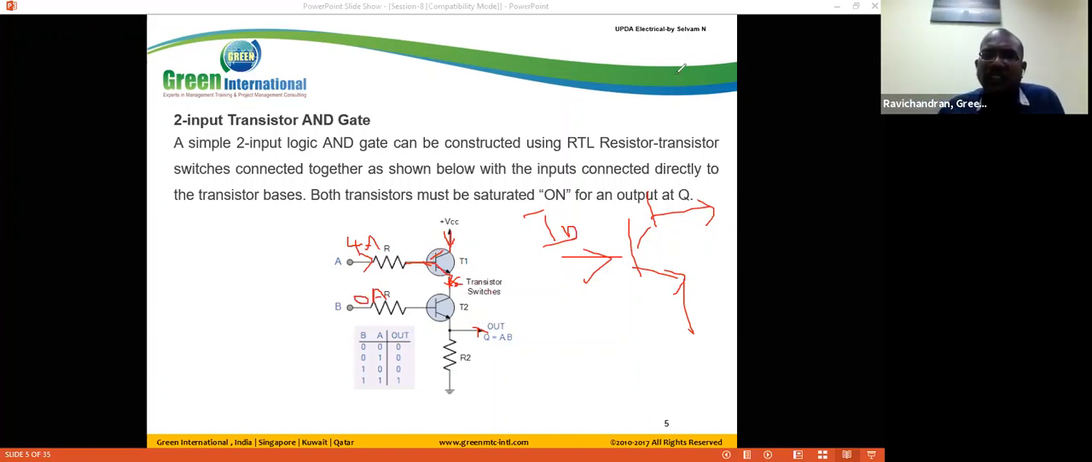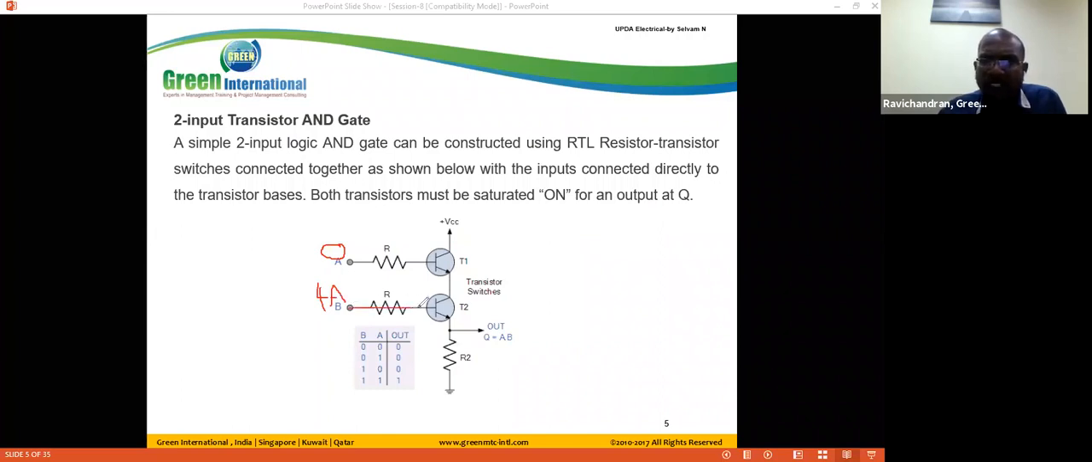Suppose here we put a 0. Here we have 4 amps. Here this 4 amps go here. And this VCC is not able to pass here because there is no base current flow here. That means for the transistor T2 there is no bias voltage, so here also 0. So the AND gate is an easy logic circuit to understand.